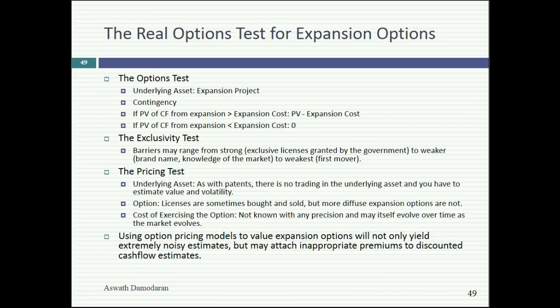So let's take this option and pass it through the test. Is there an underlying option? Yeah, loosely speaking, there's an option. If the value of the cash flows from expansion exceed the cost of expansion, you're going to do it. So there's a contingent cash flow. So there is an option. Is there exclusivity? Depends. It depends on what kind of barriers to entry. And this is the question of what do you have that's going to keep the competition out? The stronger those barriers, the more the optionality.